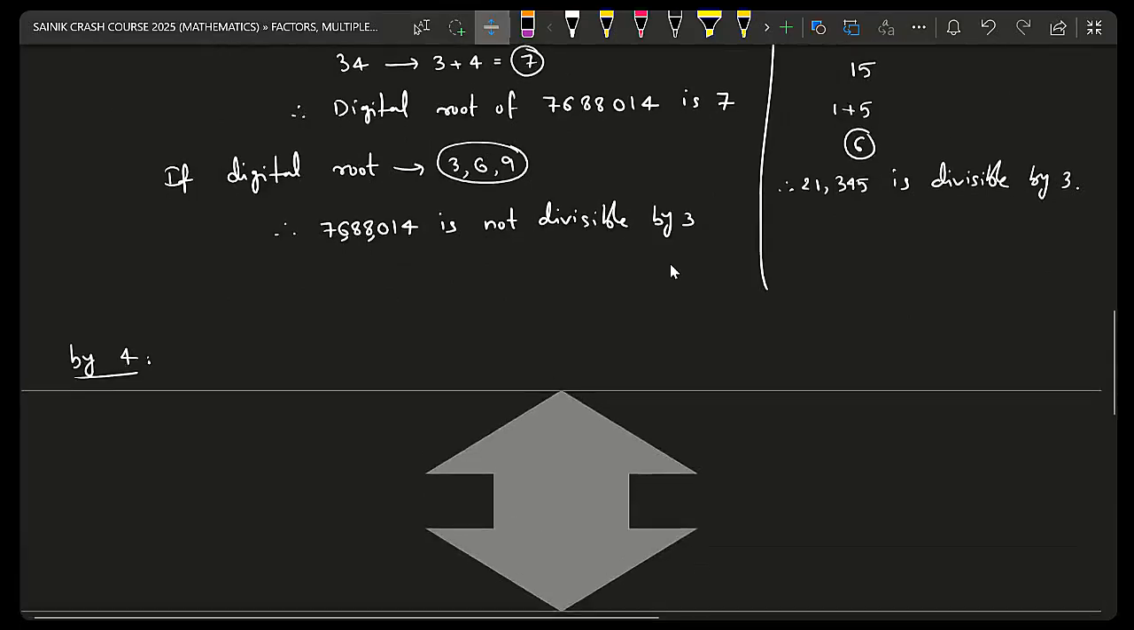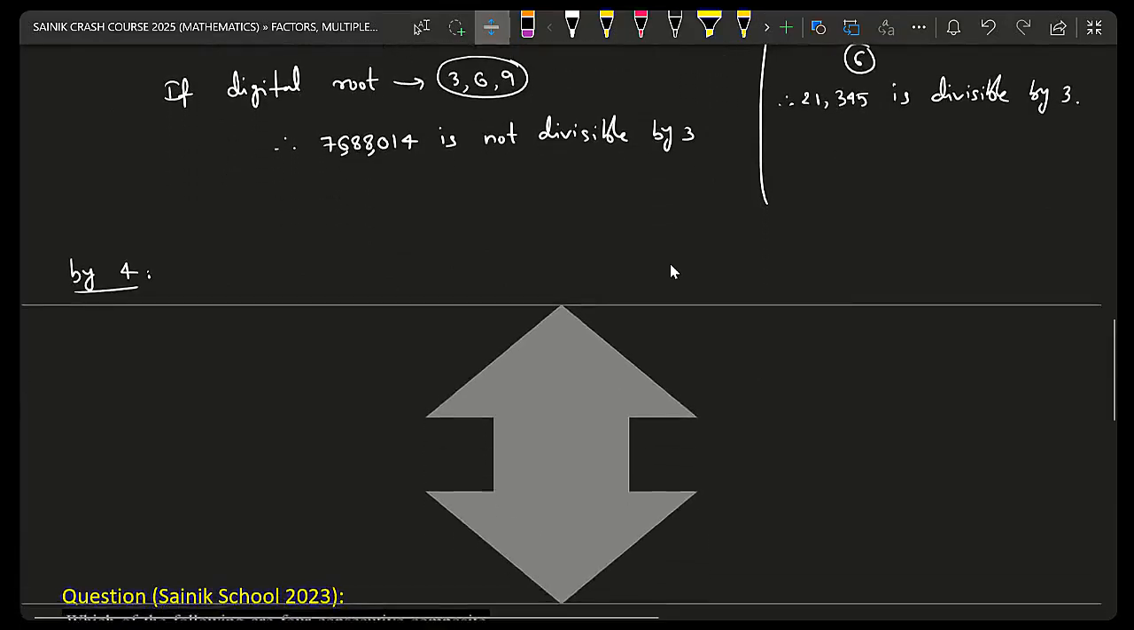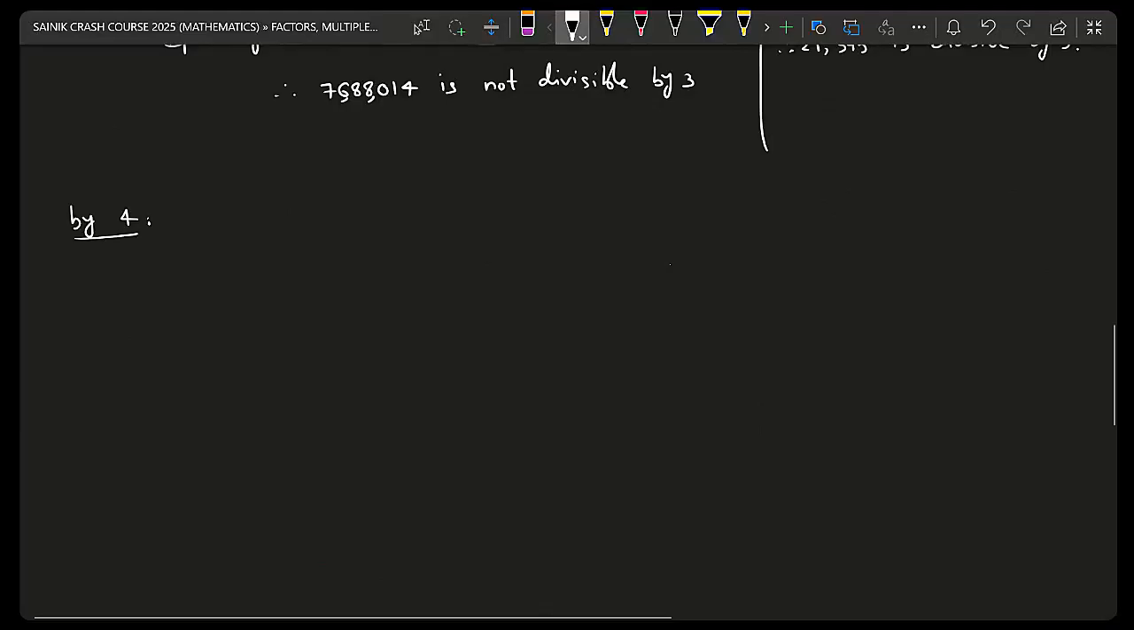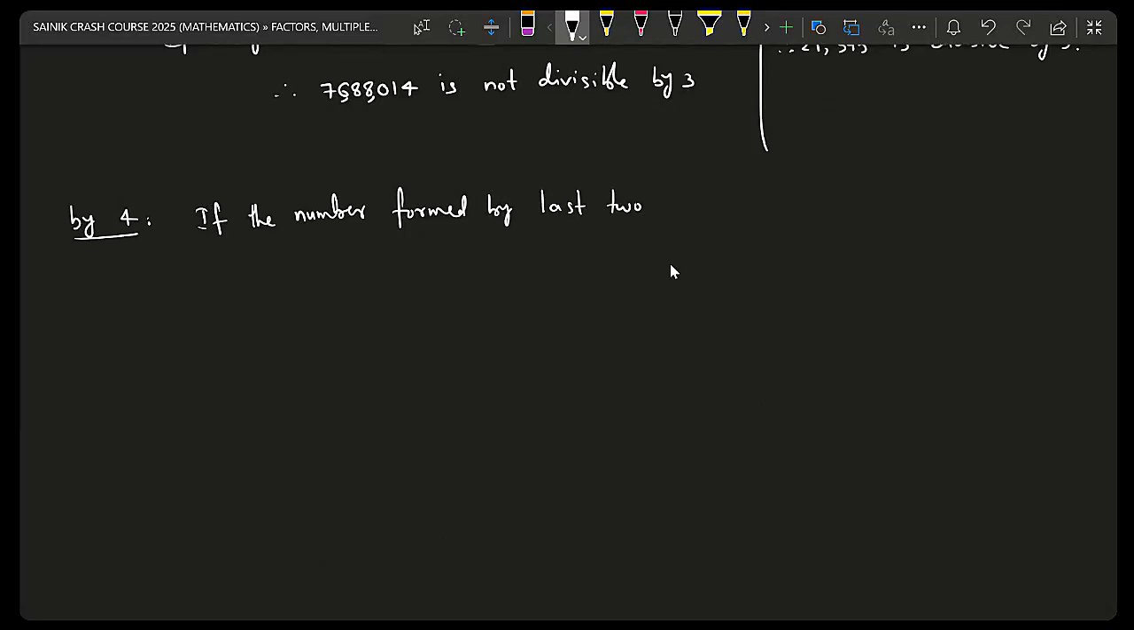To check whether any number is divisible by 4 or not, there is no need to do the division by 4. Without doing division also we get the answer. That is, if the number formed by the last two digits is divisible by 4, then the number is also divisible.